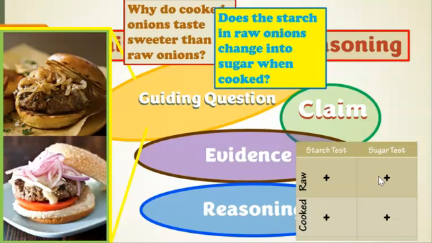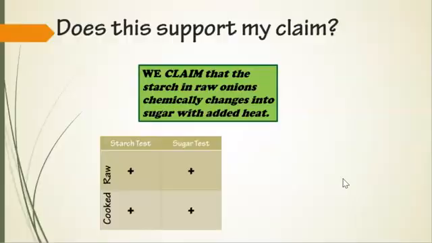Surprise, surprise. So this isn't supporting anything in our claim. Our claim was that starch in raw onions chemically changes into sugar when it's heated. That's not true. There's sugar in both, there's starch in both. So no, this does not prove our claim. It doesn't support it at all. And so you'd have to go back to the drawing board and figure out something else there.